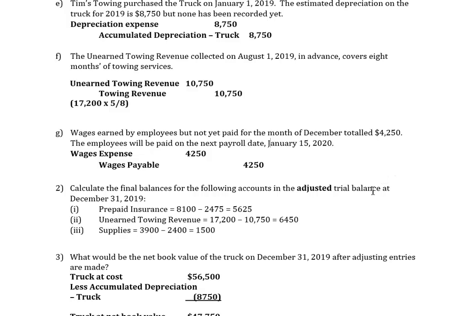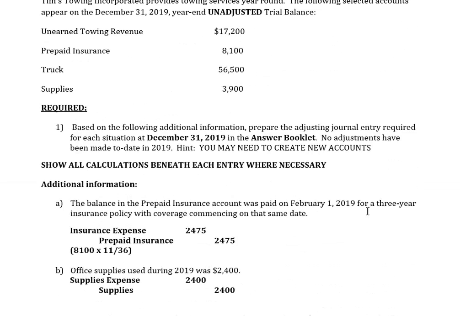So that's what the adjusting entries look like. Now what I'm asking you to do is think, now that some of these adjusting entries have been made, what would the balances be of these 3 accounts: prepaid insurance, unearned towing revenue, and the supplies account at December 31st, 2019, after the adjustments have been made and posted? So we know we started off with prepaid insurance of $8,100. That was at the beginning of the question, right? Right here.